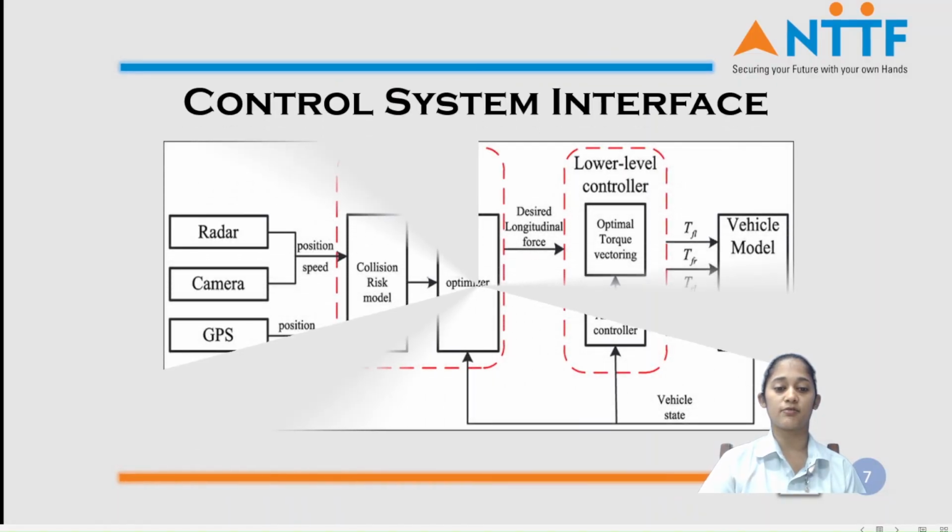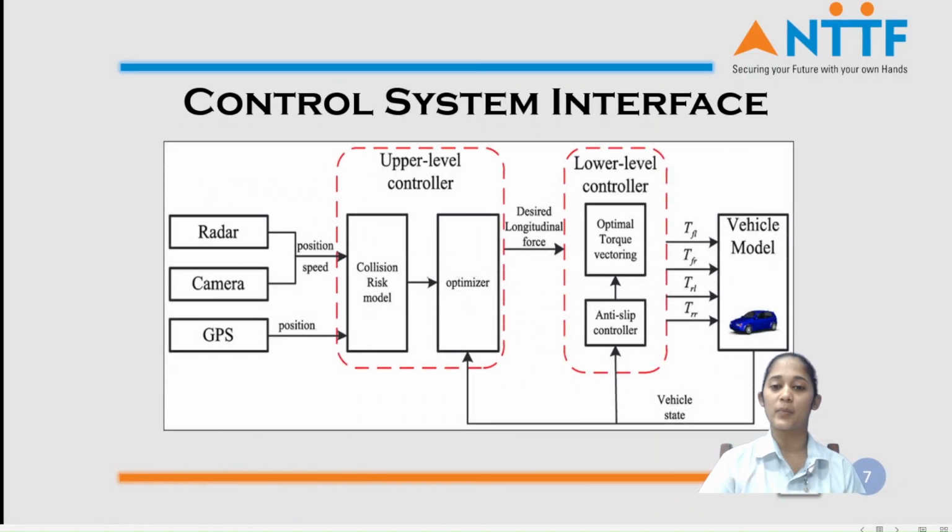Control system interface. The first is the upper level controller, second is the lower level controller. Radar, camera and GPS give us the information accordingly, and the collision risk model and optimizer control the collisions. Next we go to the lower level controller, which optimizes, and it also includes the anti-slip controller.